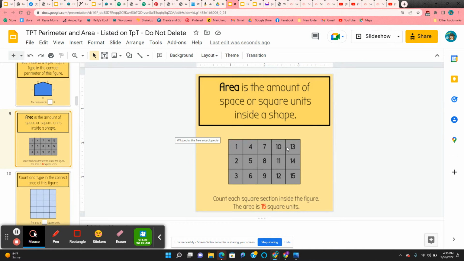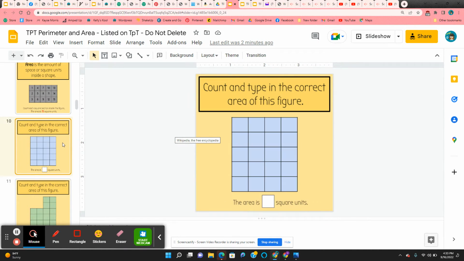So area now is the space inside. So now they're going to be actually counting the squares inside. So this one will be 15 square units. So they're given a rectangle. You can have them count all the squares, or since this is a rectangle, they could take the length times the width. So 5 times 4.